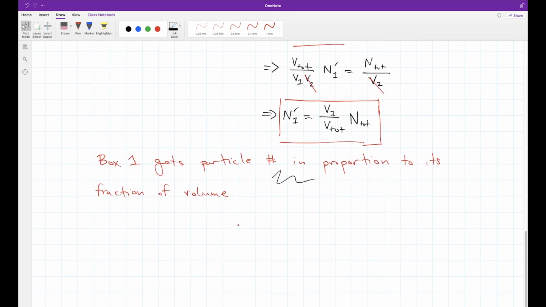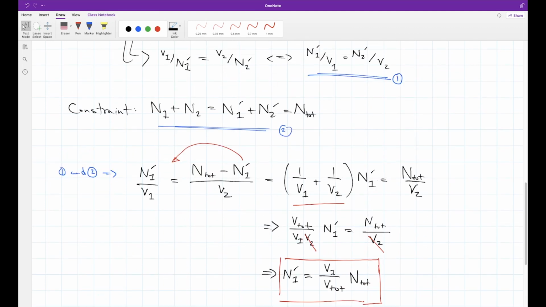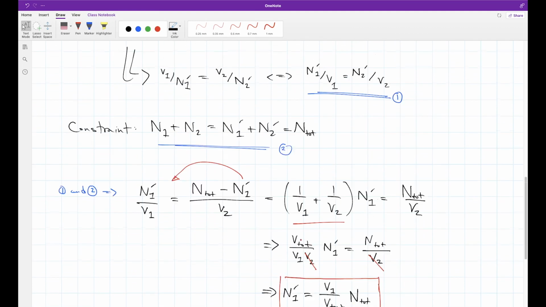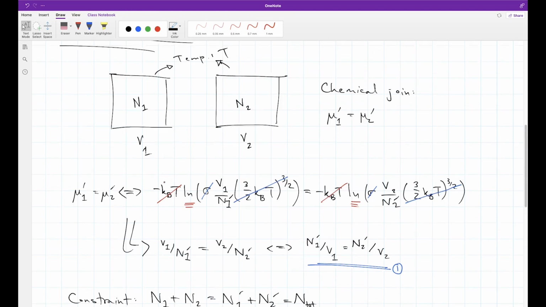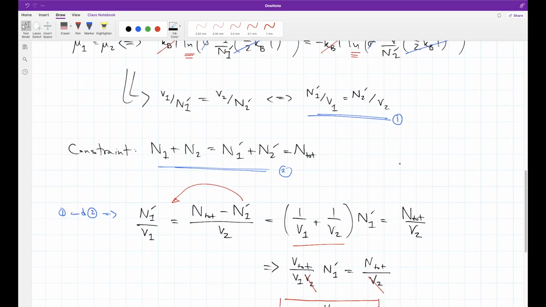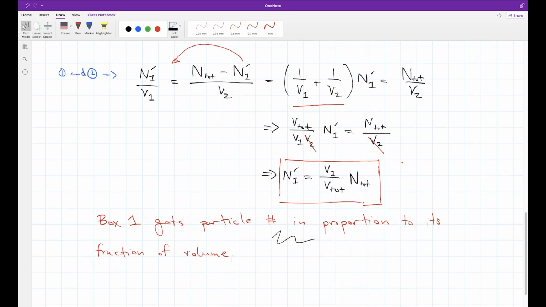Okay, before I end the video, I just want to reiterate the whole point here. Doing this calculation by first finding both of the entropies and then maximizing them with respect to N1 prime by making a substitution for N2 prime in terms of N total and N1 prime would be very time consuming. The chemical join here allowed us to do this calculation in just a few lines. So in general, remember that these join operations become much easier when we use the intensive variables.